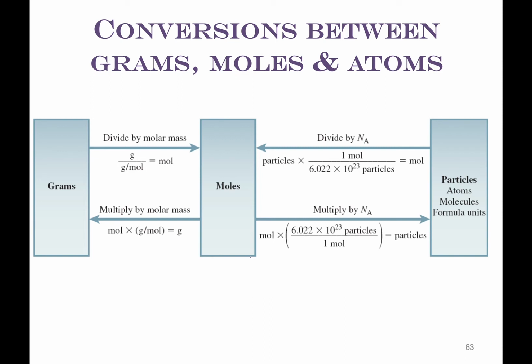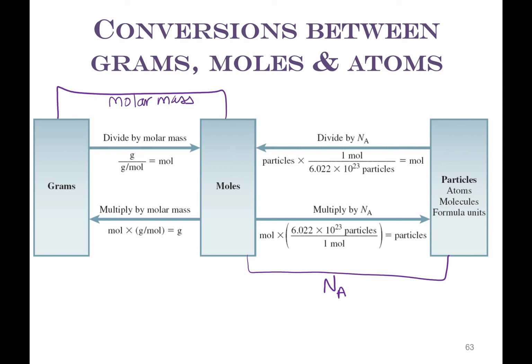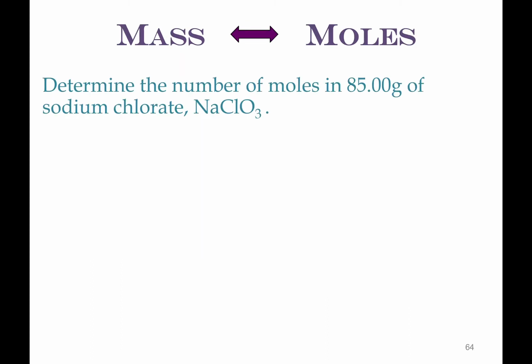So this is the part we just did. So we used Avogadro's number here. Now we're going to look at this part where we can go between grams and moles, and this is where we need to use molar mass. Determine the number of moles in 85 grams of sodium chlorate. So I gave you the formula for sodium chlorate. You're going to want to say, okay, let's see, 85 grams of NaClO3. So we need the mass of sodium chlorate.